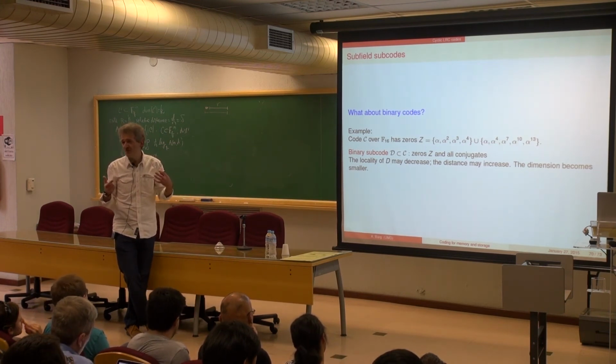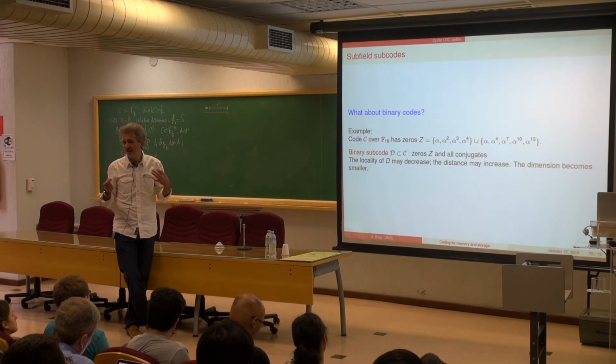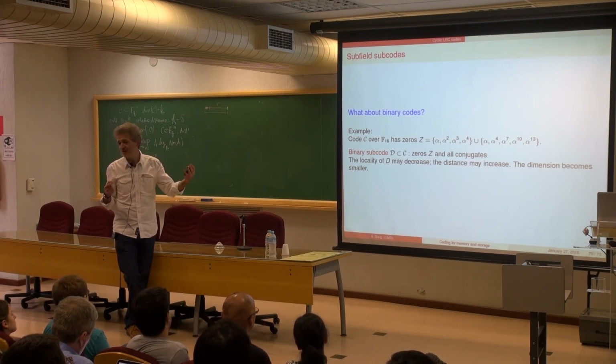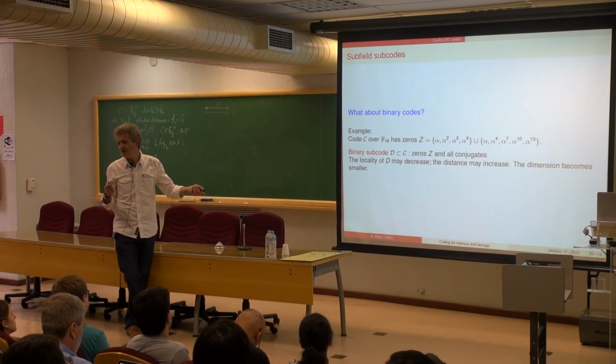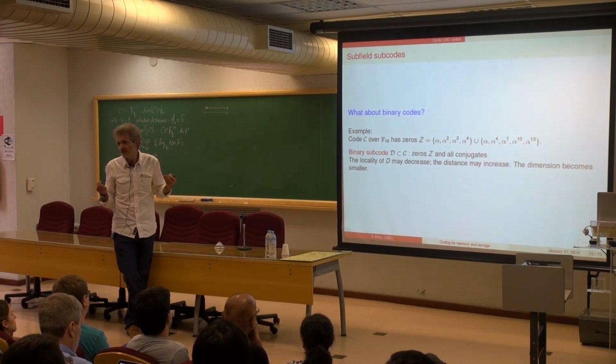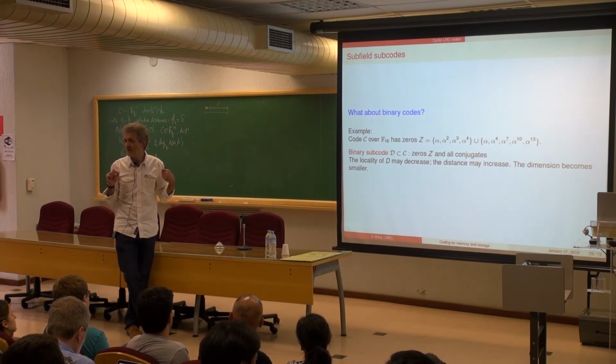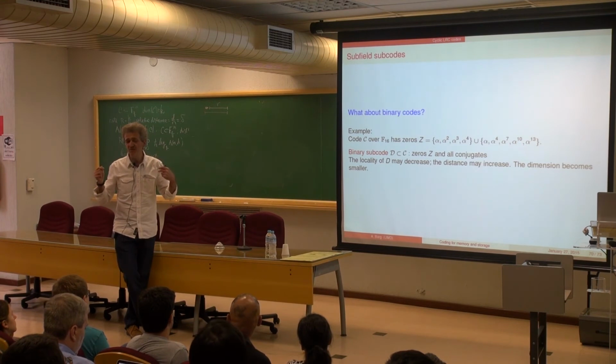It is a subcode, so it has the locality that is at least as good as that of the original code. In the original code, we could access any 3 coordinates to recover the value of the lost symbol. In the subcode, it is certainly still true. We still access any 3 coordinates. But maybe in the new code, we can get away with accessing 2 coordinates. So it may be that by going to the binary code, we improve locality.